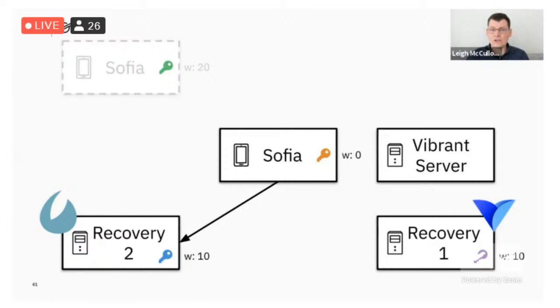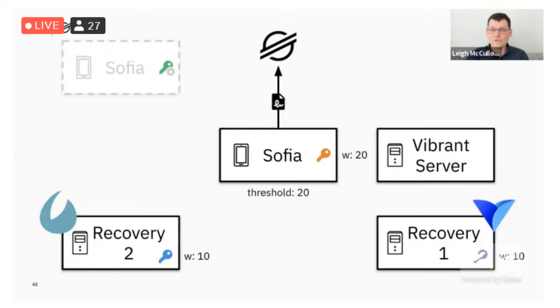Sophia then continues recovery with the second recovery server. Sophia authenticates with Recovery 2 independently because the server is operated independently. Once authenticated, the server signs the transaction and returns the signature to the wallet. The transaction is now authorized with a weight of 20, and it's submitted to the network.